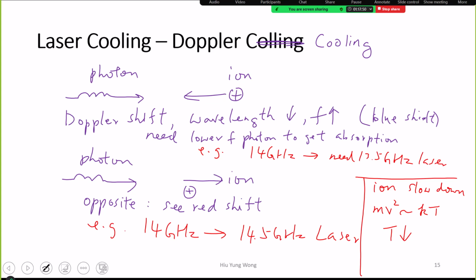Once you cool down the ion, then you trap it into the Paul trap. Okay, so now you have the architecture. Is that okay? Is that clear?